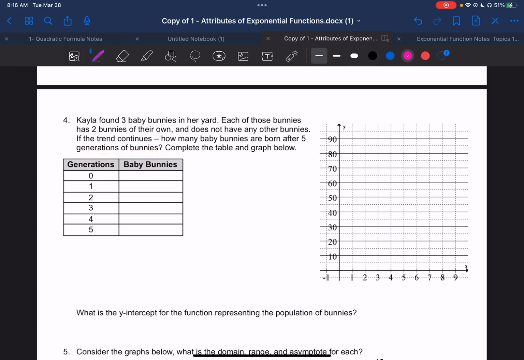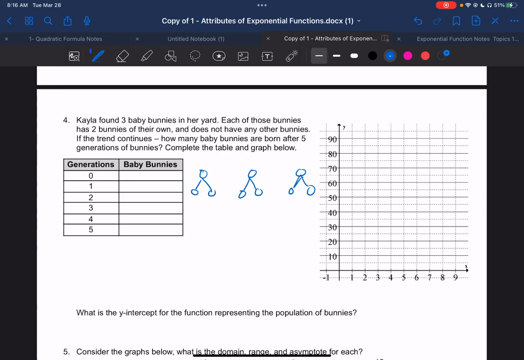So let's think about this. She found 3 bunnies, right? So here's 1 bunny, here's 2 bunnies, and here's 3 bunnies. Then it says each of those bunnies had 2 babies. So here's this one, 1, 2. And then this one had 1, 2. And then this one had 1, 2. All right, cool.